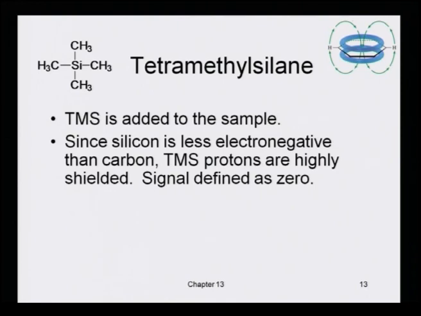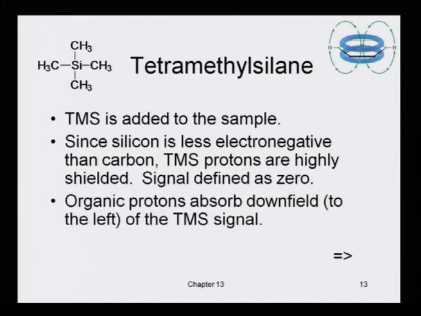Since silicon is less electronegative than carbon, the TMS protons are highly shielded, and the signal is defined as 0. Organic protons absorb downfield, to the left of the TMS signal. So, the added advantage of using TMS as a 0 point is that all other organic compounds will be deshielded, or they will be on the left hand side. So, that can be set as a 0 point in an NMR spectra.